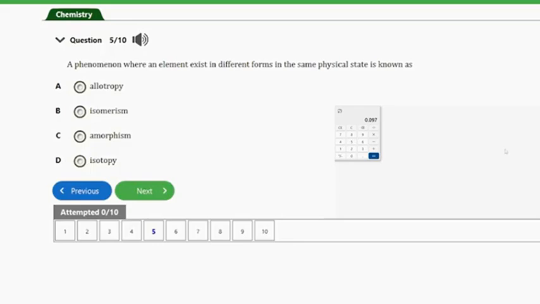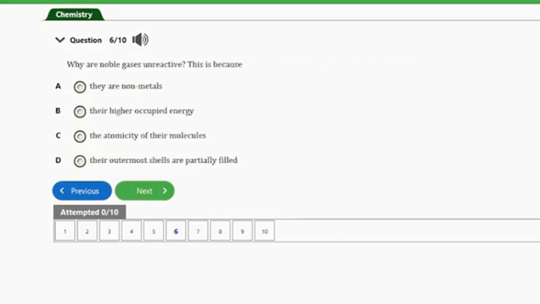So the next question here is question number 5. It says, a phenomenon where an element exists in different forms in the same physical state is known as A, allotropy, B, isomerism, C, amorphism, D, isotopy. The answer to this question is allotropy. Allotropy is the property of some chemical elements to exist in 2 or more different forms in the same physical state. That's option A.